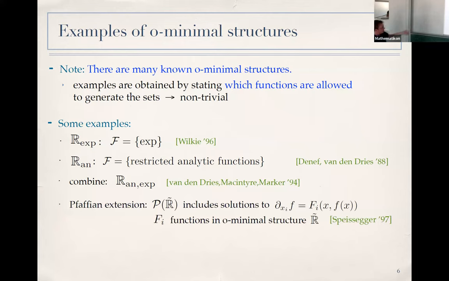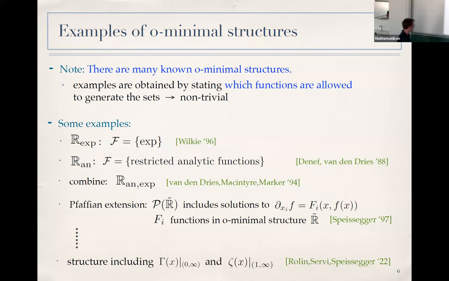Now, there are much more fancy constructions like the Pfaffian extension, where you include solutions to first order differential equations. So tameness goes well with first order differential equations. Unfortunately, not so well with second order differential equations. In physics, many of these equations are second order. But special ones you can handle.